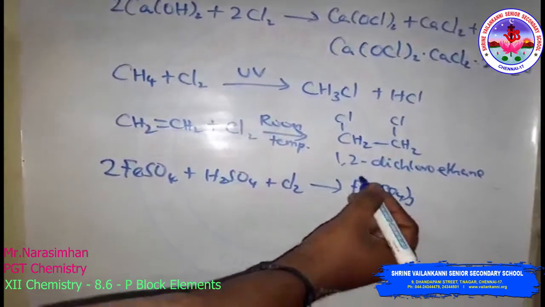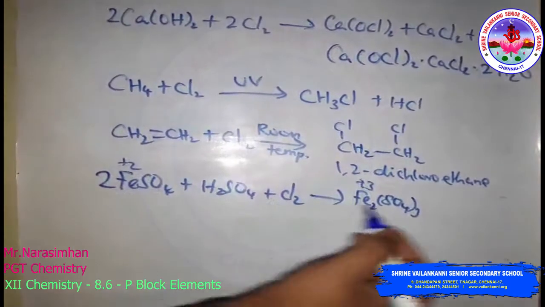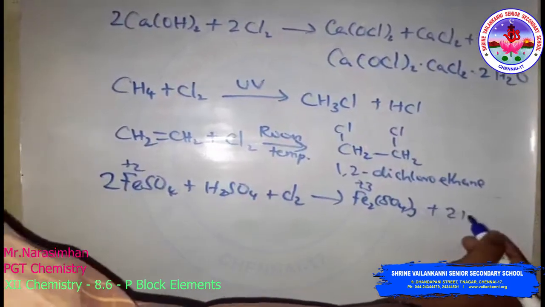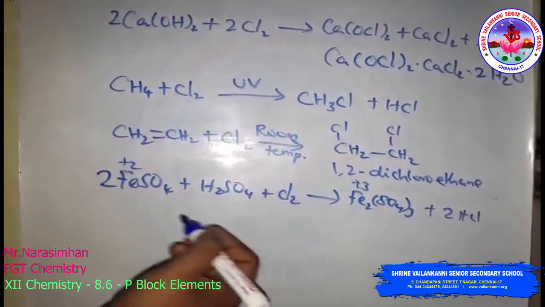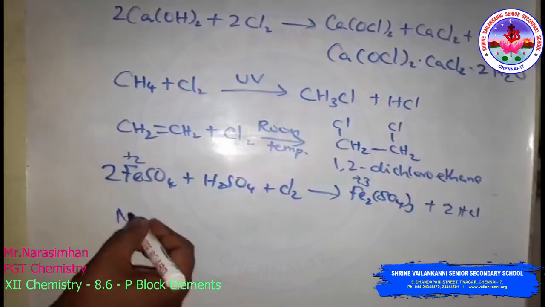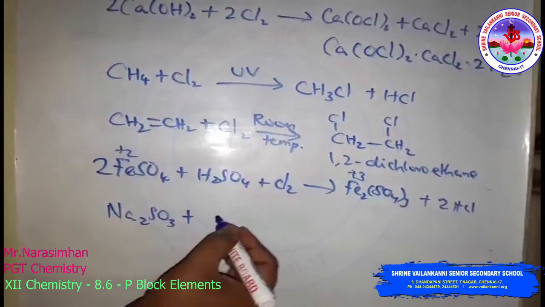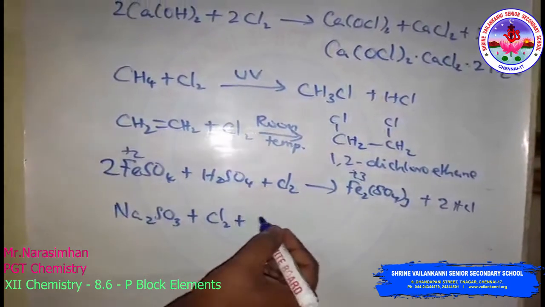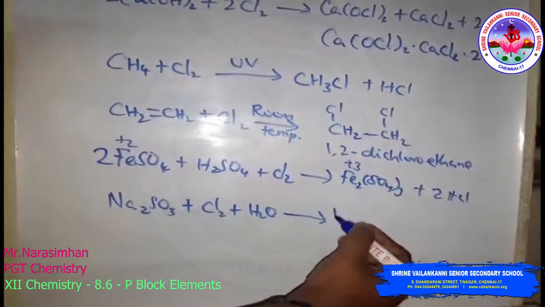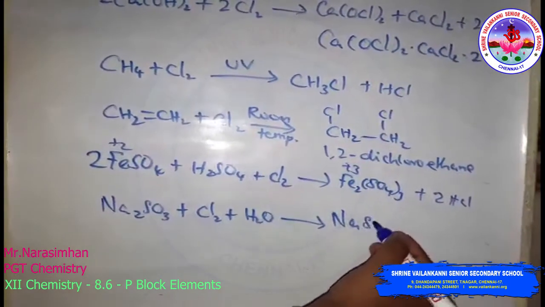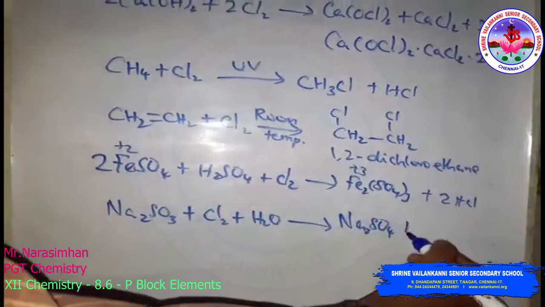Here iron has the plus 3 oxidation state, and there iron has the plus 2 oxidation state. Then, sulfite to sulfate, SO3 to SO4: Na2SO3, that is sodium sulfite, reacts with chlorine to give sodium sulfate, Na2SO4, and HCl.